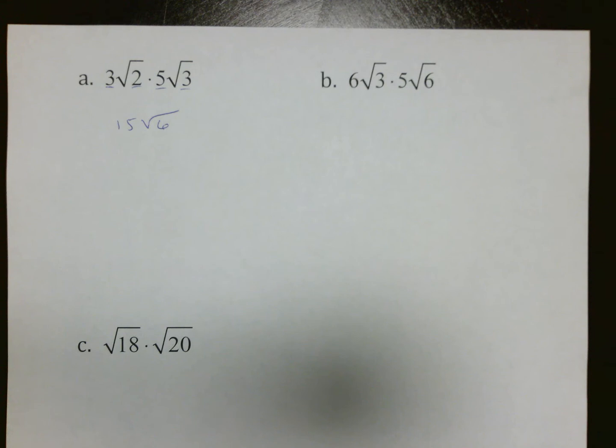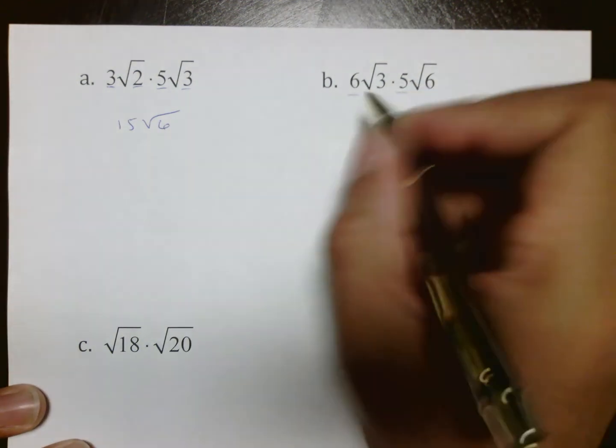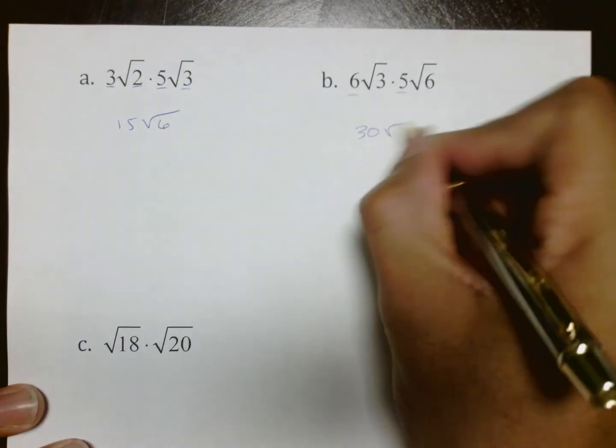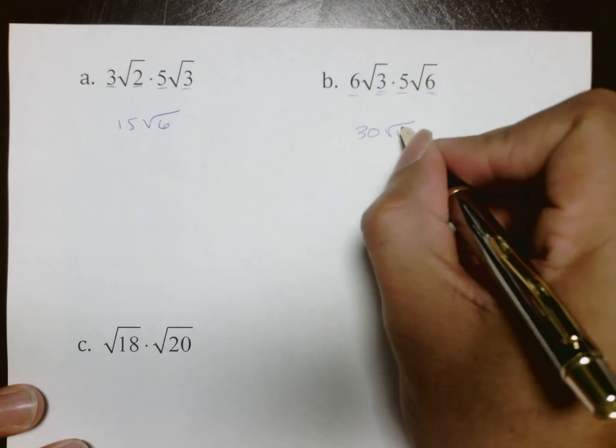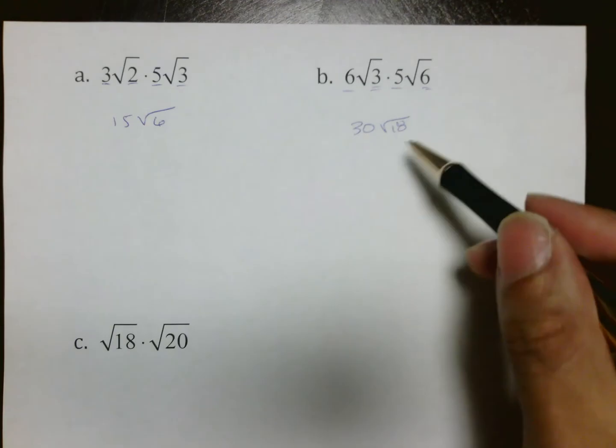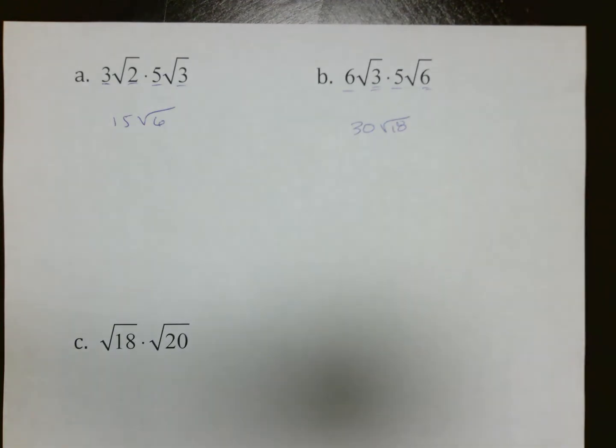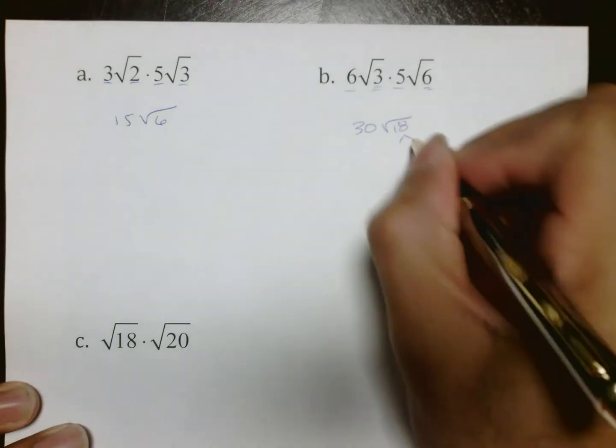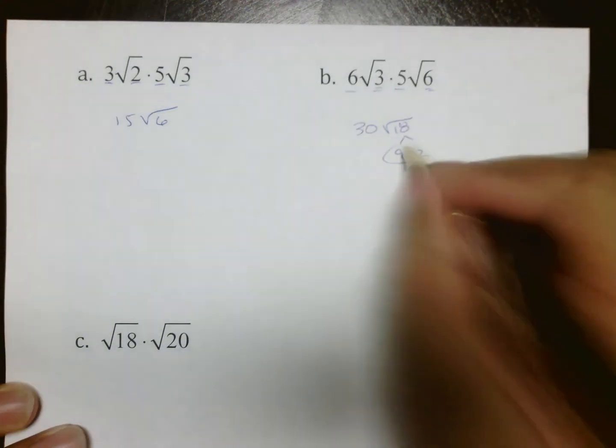That is why I memorized the 4, 9, 25, 49, because prime factorization takes a while and you're still not guaranteed to get anything out of that number. Here we go. 6 and 5 make 30. 3 and 6 make 18. Real quick check. Does 4 go into 18? No. Does 9 go into 18? Yes. It turns into 9 times 2, which means that this comes out.